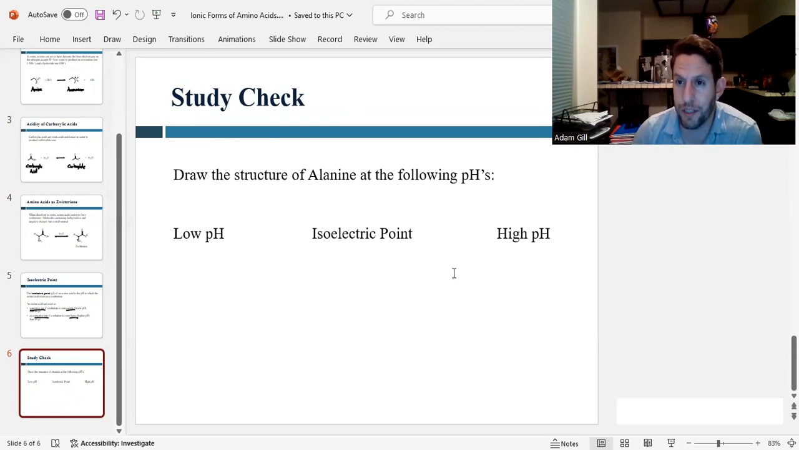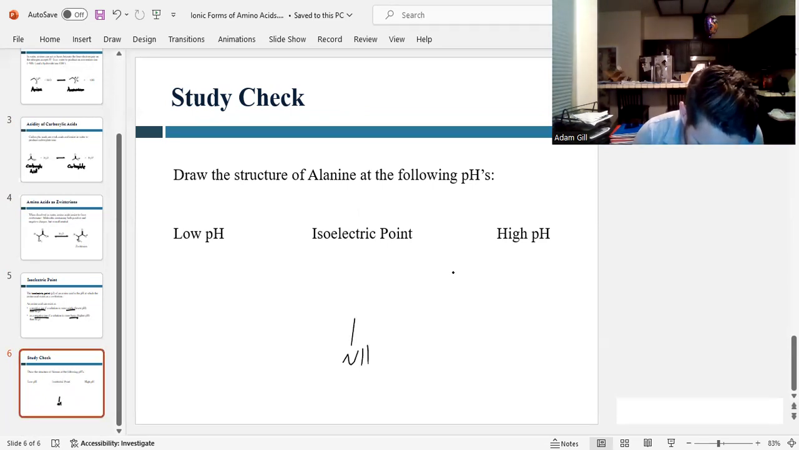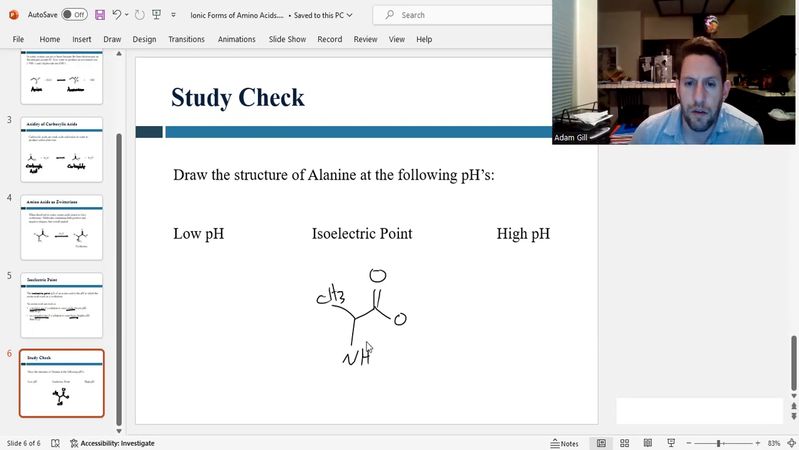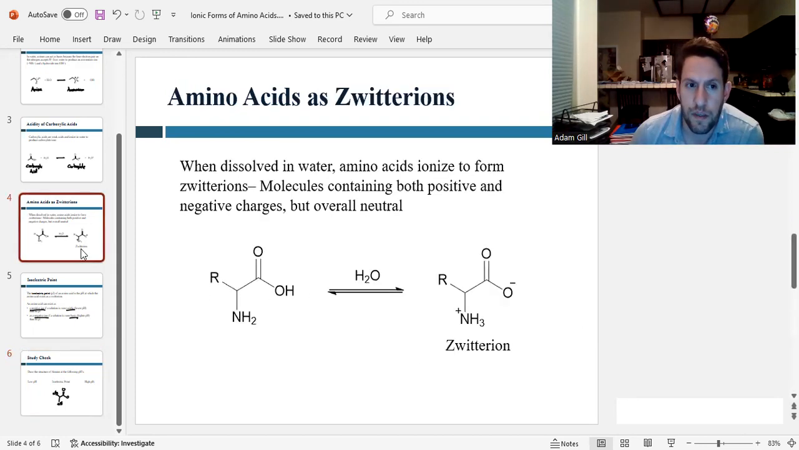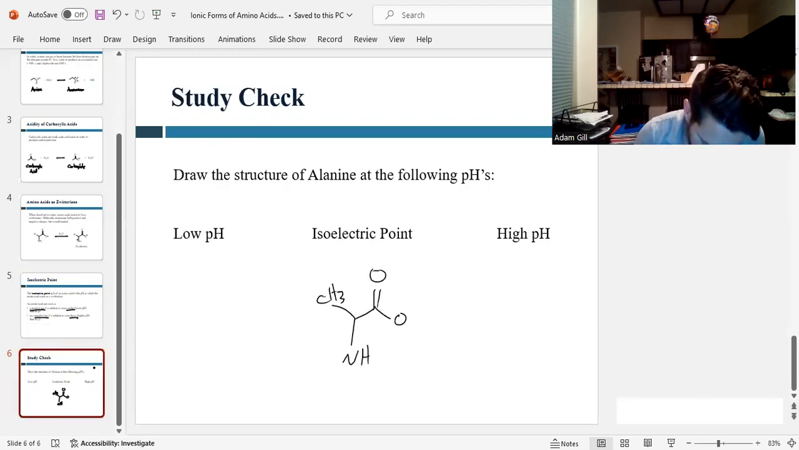So let's start at the isoelectric point. So we know we've got the NH amine group, and we have the carboxylic acid group, and then alanine just has a CH3 side chain. So we're concerned about these two functional groups. And so the Zwitter ion is what exists at the isoelectric point. So we're going to have O minus and NH3 plus. Now what happens here at a low pH?